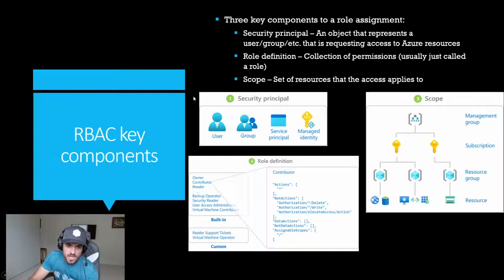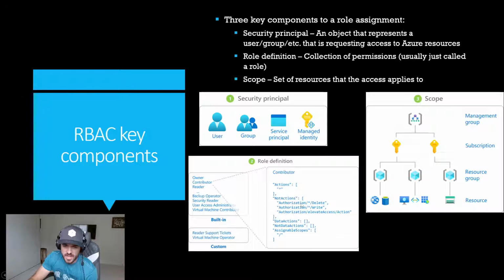Okay. So there's three key components to a role assignment when we talk about RBAC. There's the security principal, which is just an object that represents a user, a group, a service principal, a managed identity, something that is requesting access to your Azure resources. After that, you have a role definition, which is a collection of permissions. It's usually just called a role. Sometimes you'll see role definition. But essentially, it tells you what you can and can't do. So for example, here, if we look at the definition of this particular contributor, you can see that actions, they can do pretty much anything.